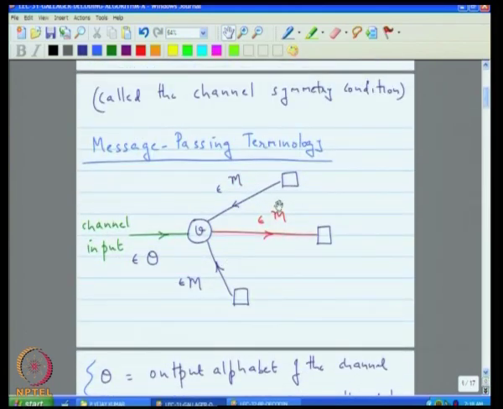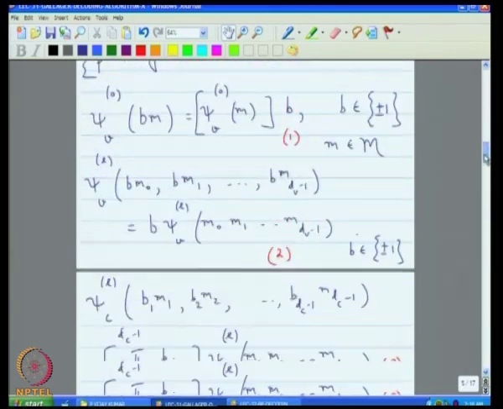Here this variable node is receiving a message from the channel and it is also receiving messages from the other check nodes. These messages are either plus or minus 1 with a certain probability, and the probability depends only on the channel realization, because there is no randomness anymore in the code word selection. We are assuming that the code word is all 1. Now, these messages are independent because each message here is an independent message.